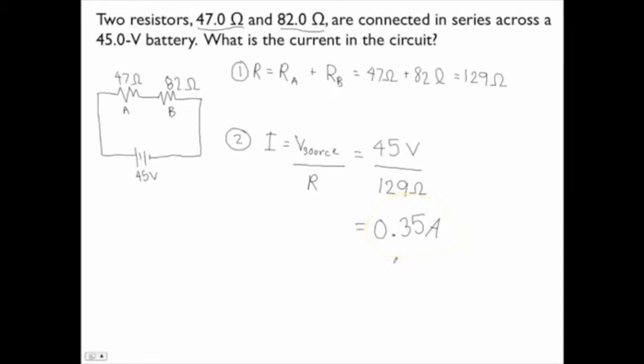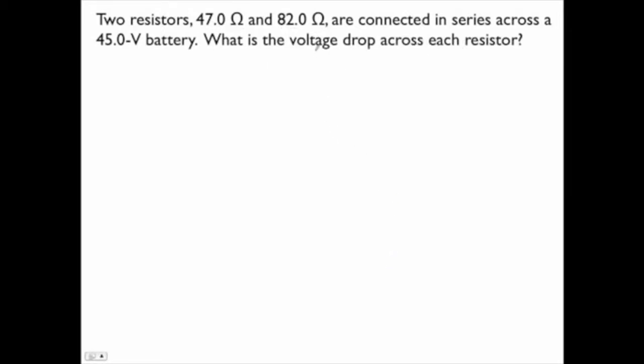Now, let's go one step further. So now they want to know the voltage drop across each resistor. So all they want in this one is the volts for each individual resistor. So for resistor A, remember your ohms are 47, and your volts are still going to be 45, and your volts will be the same for both resistors because they're both attached in series and they're both attached to the same battery.